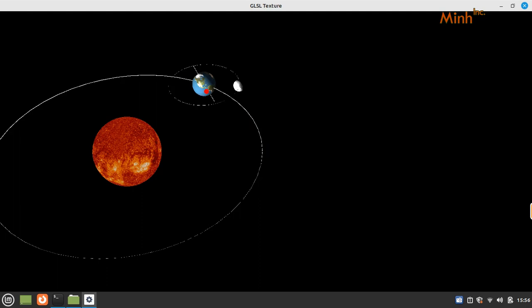Okay, so Earth is rotating on its own axis, and the Moon is rotating around Earth, and Earth is rotating around the Sun, taking the Moon along.